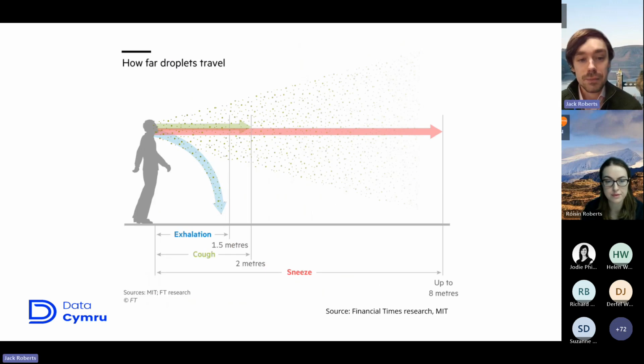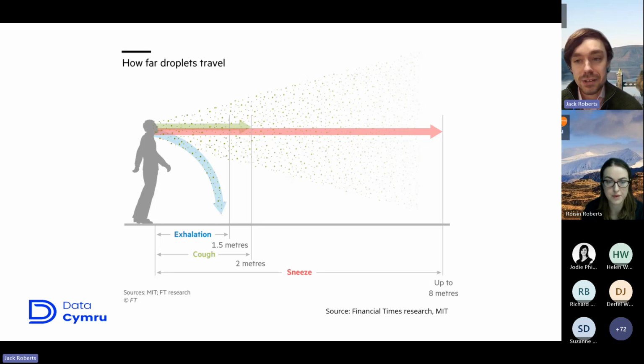Here's another example. So this is from the Financial Times. And this visual represents how far droplets travel through exhalation, coughing, and sneezing. And this was used during COVID-19. And what this visual really shows is that with exhalation, the droplets don't go very far, they sort of drop down in front of you. A cough, we can see the green arrow points across, and with sneezing, the red arrow goes all the way across.